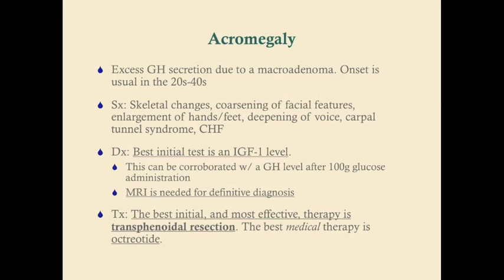So the best initial and most effective therapy is transsphenoidal resection. It's actually a surgical procedure where you go up through the mouth and through the sella turcica to resect the adenoma. That's the most effective therapy. The best medical therapy is octreotide. There are other drugs that can be given for acromegaly. They include dopamine agonists, so cabergoline and bromocriptine. There's pegvisomant, which is, I believe, an IGF inhibitor, and then radiation therapy.